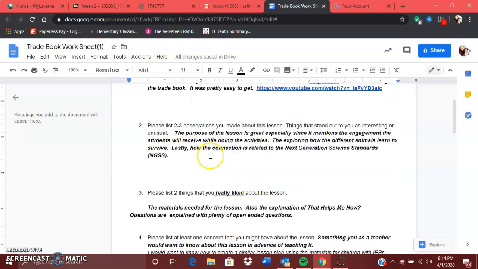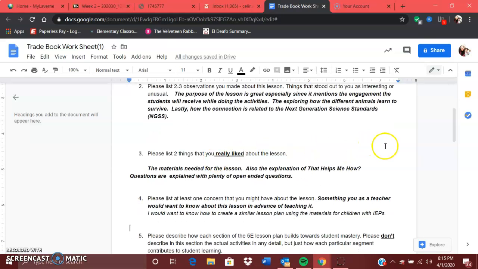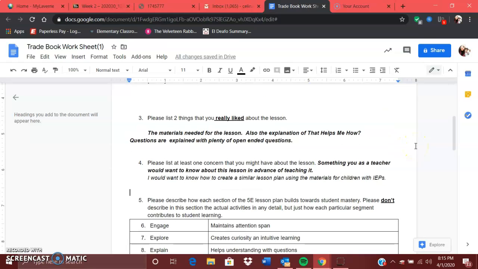And these are my observations from the lesson. The purpose of the lesson is great, especially since it mentions engagement. It's very important to always have your students engaged, to have focus and be entertained and interested in what they are learning. That way they want to do it, they want to participate, and they want to learn. The materials needed were just basic materials, nothing too hard to find. Always asking questions, plenty of open-ended questions. It explains more and gets more detailed responses from the students.